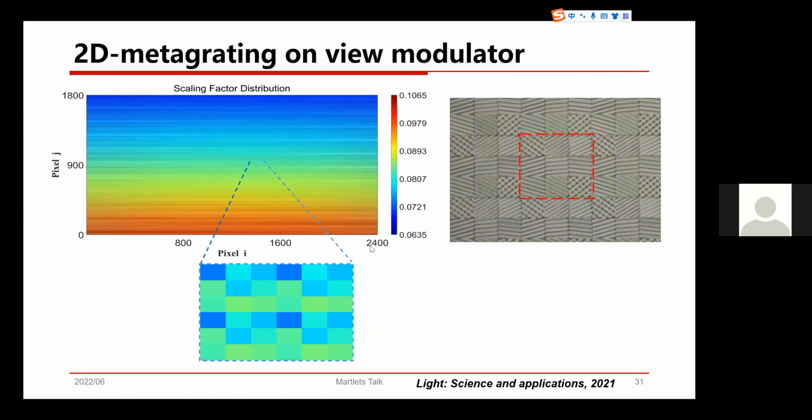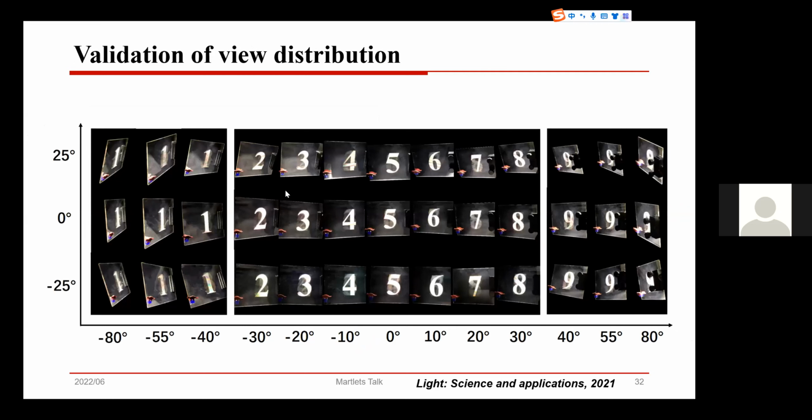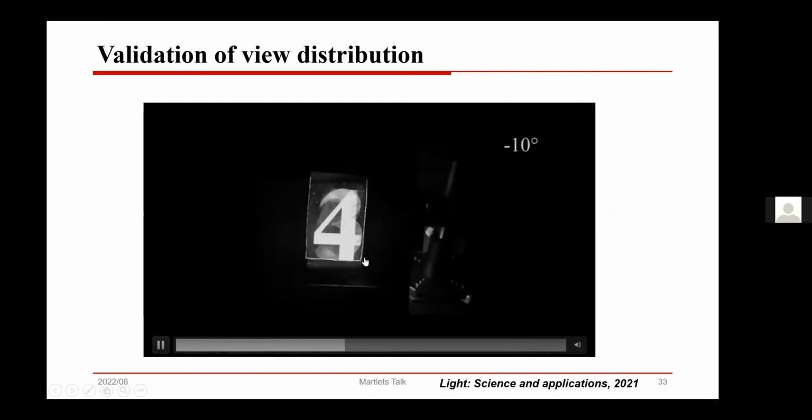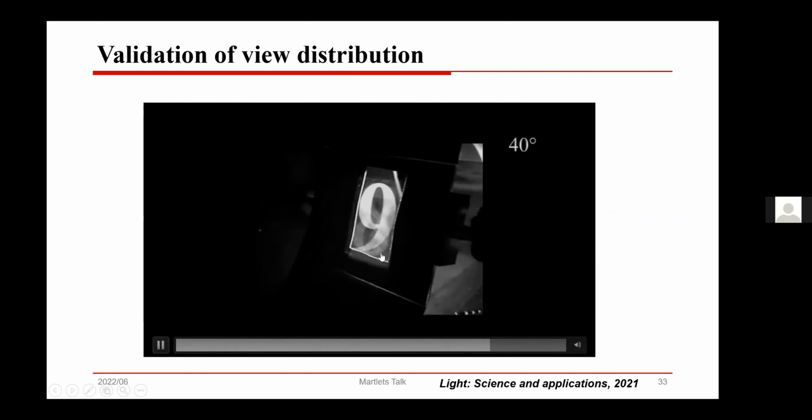In this case, we patterned 2000 by 2000 pixels, and each pixel is a 2D nanograting. We proved the concept by projecting different letters at different views. For example, view one ranges from minus 80 degrees to minus 40 degrees, and we have nine views ranging from minus 80 degrees to 80 degrees. The views are well separated from one to two to three, all the way to nine. This is the video showing the letters at different viewing angles in front of the light view modulator.